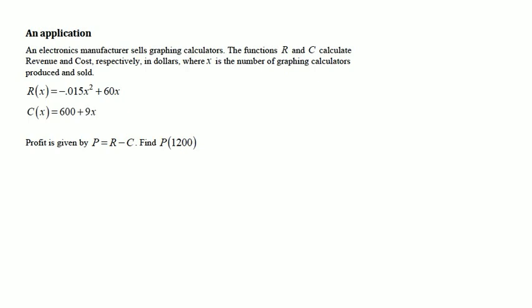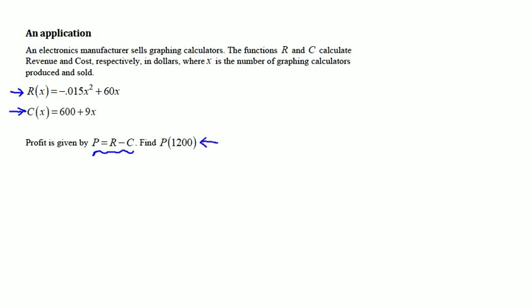One way that we can see why it is we're interested in adding and subtracting functions is to take a look at an example where we have a revenue function which calculates revenue in dollars from sales of graphing calculators, and a cost function which calculates cost in dollars from producing graphing calculators. Our profit can be calculated by subtracting cost from revenue, as we are told by this expression right here, R minus C. P is given by R minus C, and we are asked to find P of 1200.